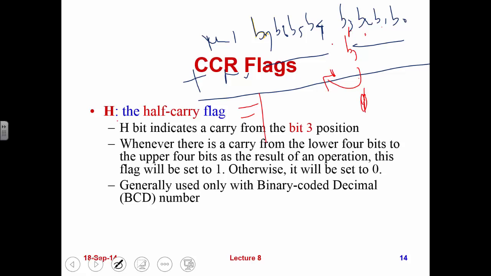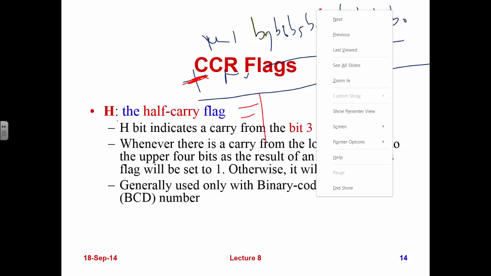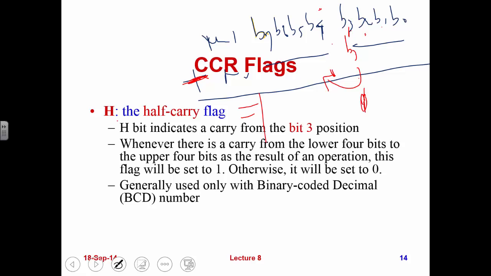Same idea for subtraction. Assume now we do subtraction. It turns out that we involve a borrow from bit 4 for bit 3. We involve a borrow from bit 4 in order to perform the subtraction at bit 3. Then it's also called half carry, because borrow is a type of carry, but for subtraction. We consider subtraction a complementary operation for addition, as I mentioned way back in lecture 5, I think.